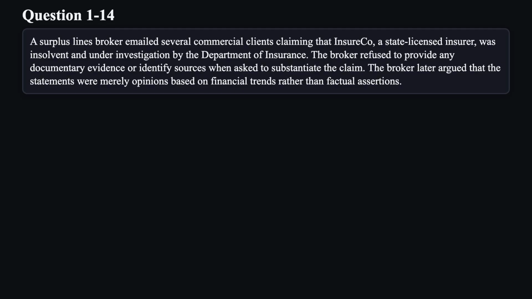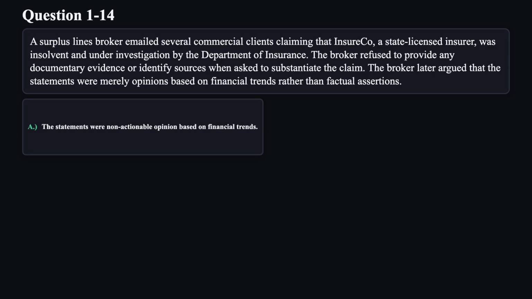Question 14. A surplus lines broker emailed several commercial clients claiming that InsureCo, a state-licensed insurer, was insolvent and under investigation by the Department of Insurance. The broker refused to provide any documentary evidence or identify sources when asked to substantiate the claim. The broker later argued that the statements were merely opinions based on financial trends rather than factual assertions.